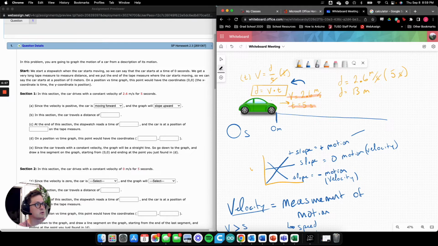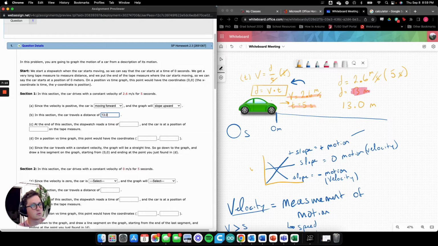However, we got a problem. That's only 2 sig figs. So I need to write that as 13.0 to make that work. Okay. At the end of the section, the stopwatch will read, well, it's going to read 5 because it went for 5 seconds.